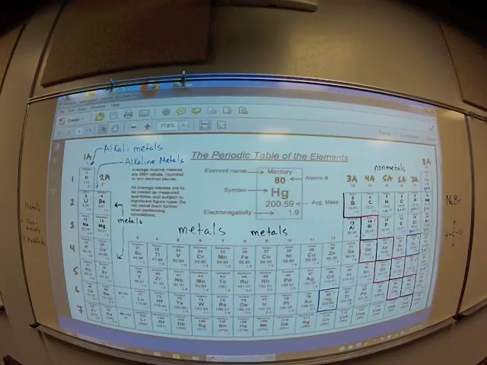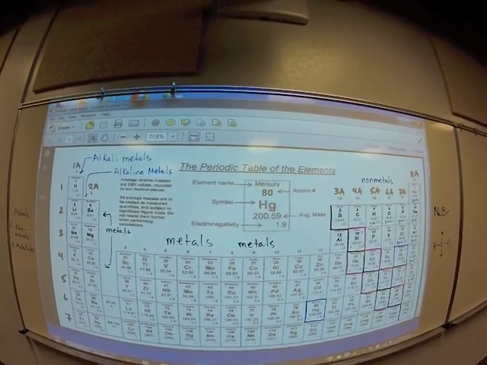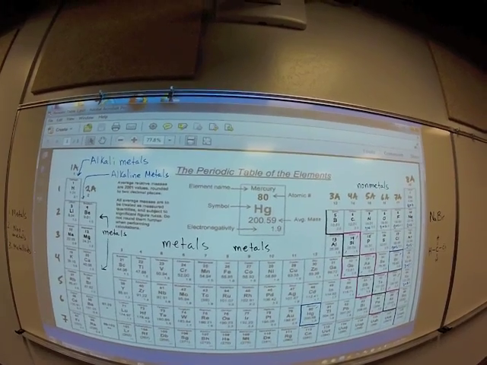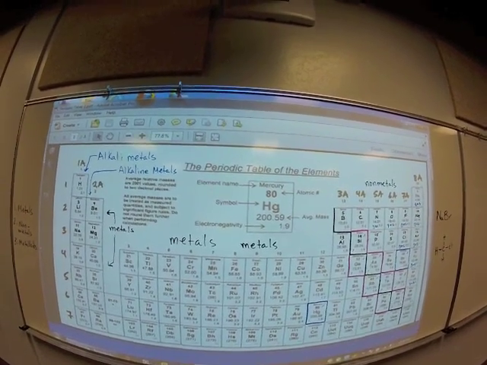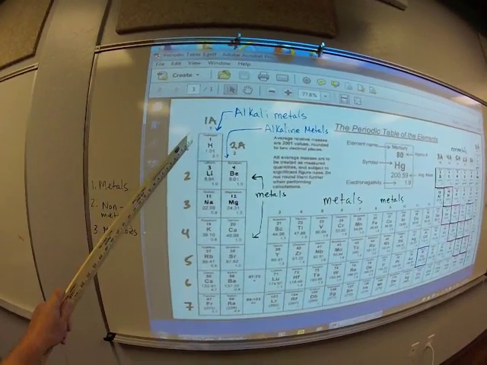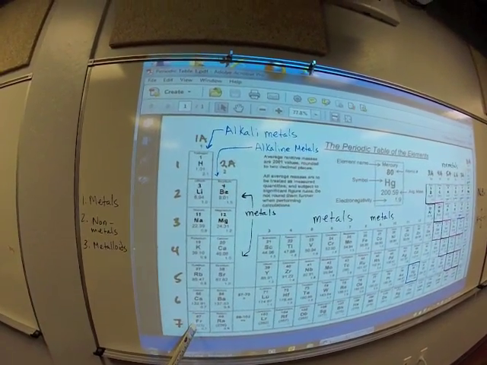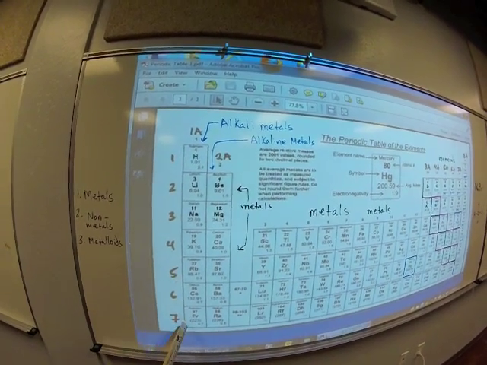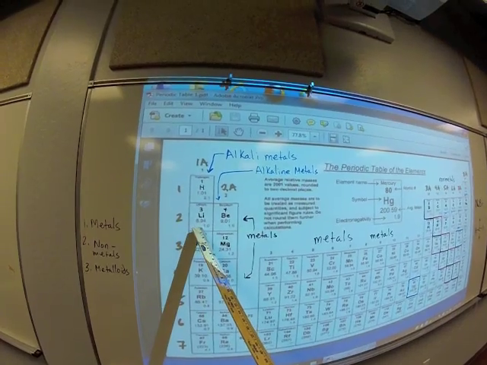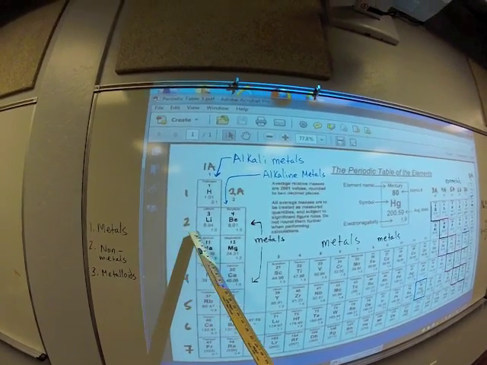Now remember, when we talked about atomic size in the previous video, I identified the fact that when we talk about these trends, we look at what's going on two different ways. One way we look at the trend is from the top down in any given group. The other way we look at trends is left to right across the periodic table or across any given period.